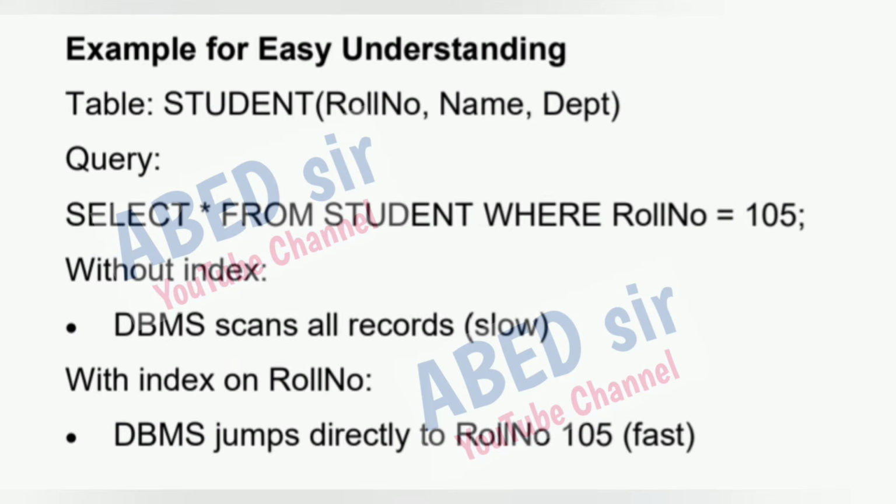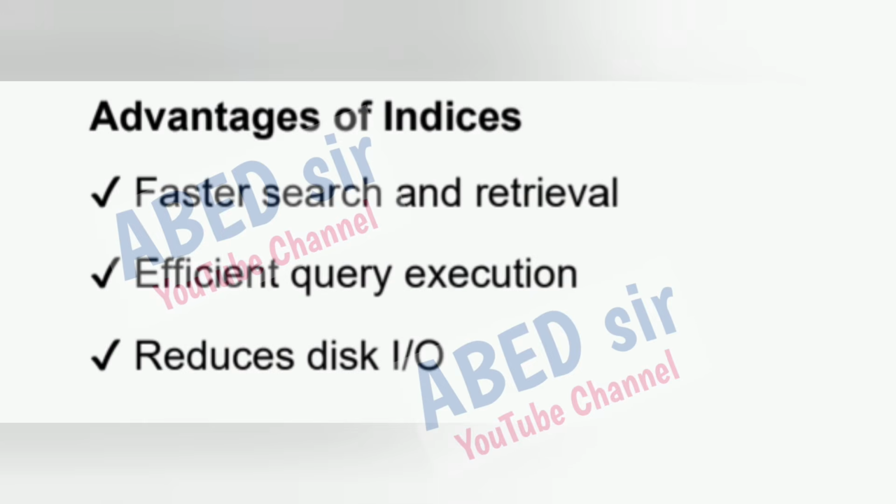Query. Select asterisk from student where roll no is equal to 105. Without index, DBMS scans all records, slow. With index on roll no, DBMS jumps directly to roll number 105, fast.